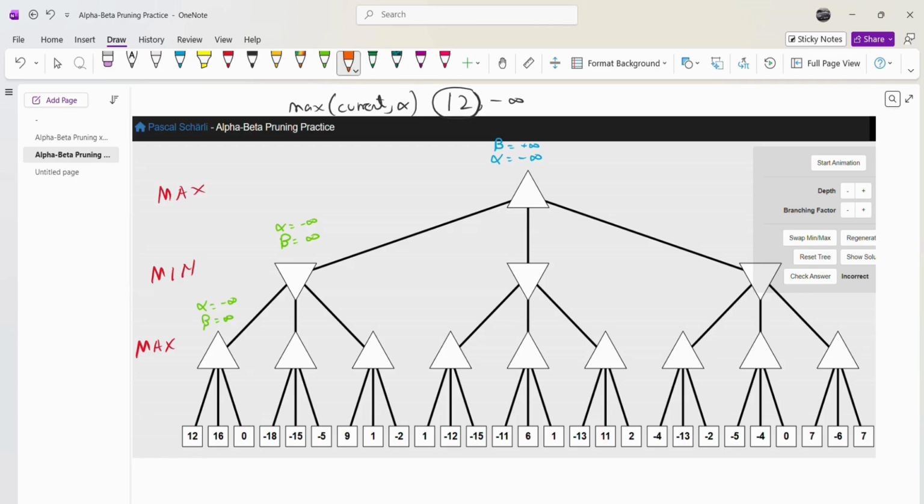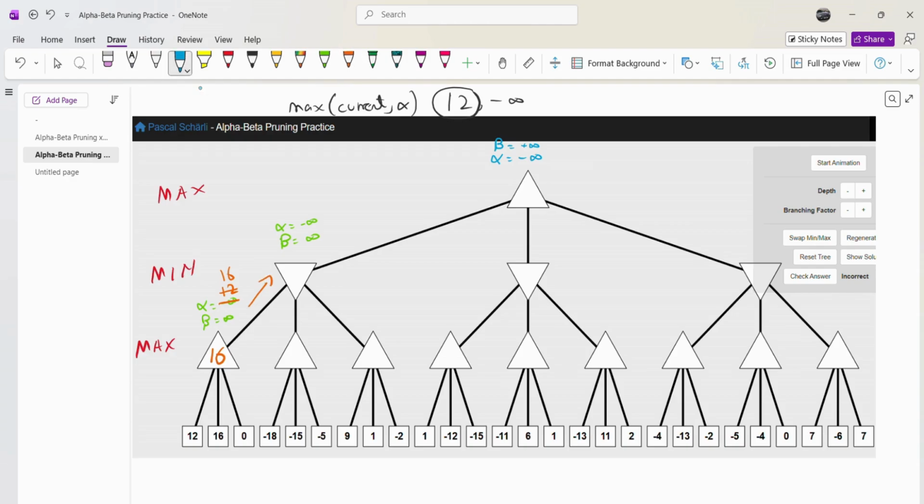So here we have alpha as 12, and then we check with 16 or 12. Then we have 16 as a larger value, so alpha would become 16, and then it's checked between 16 and 0, and 16 is a larger value, so here we have the final value as 16. So 16 is the value of this max node, and the value of alpha would be 16, and the value of beta would be positive infinity. Now this 16 is the current value, and the current value of the child will go to the parent. So 16 would go to the parent.